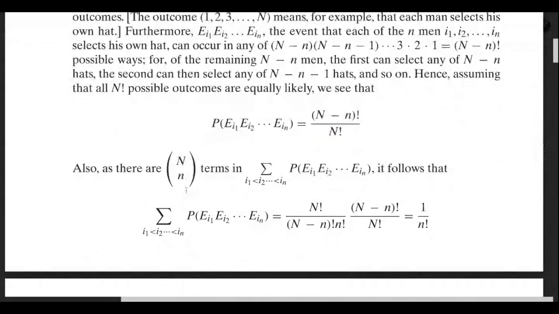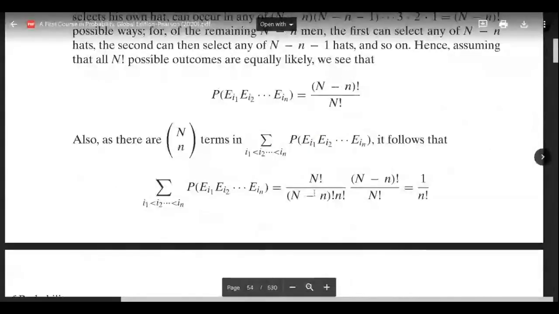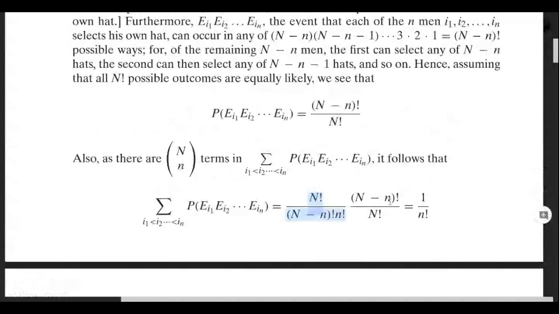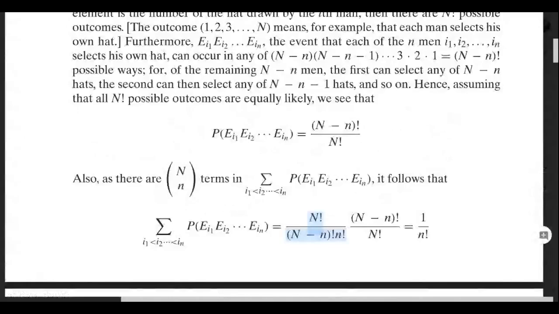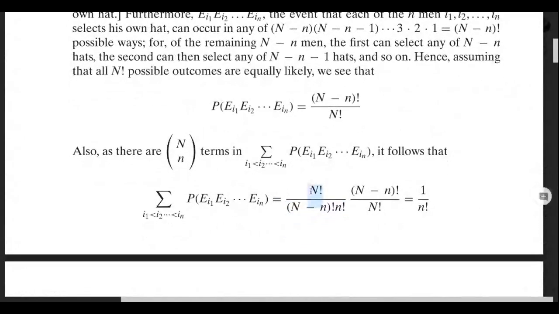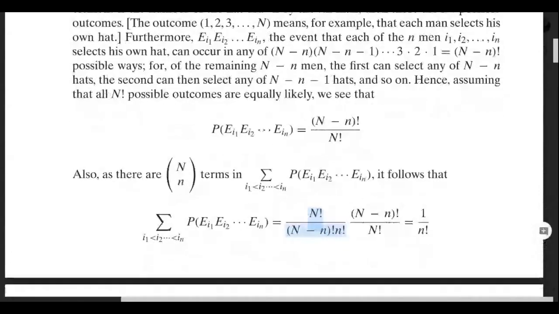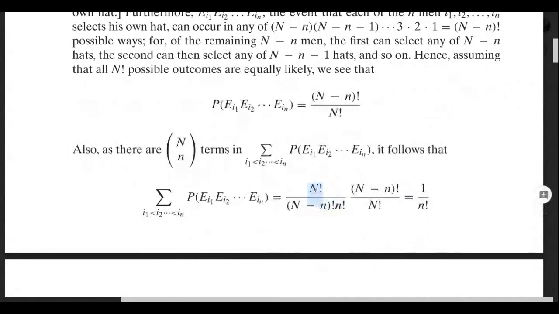Also, there are (N choose n) terms in this. So the probability of all this is N factorial divided by (N minus n) factorial divided by N factorial, then multiplied by (N minus n) factorial divided by N factorial. Simplify this to be 1 over n factorial. Yes, because this is out of N, choose a small n. Out of N numbers, choose this small n, the capital N. Out of this capital N, choose this small n. So simplifying this, we get 1 over n factorial.